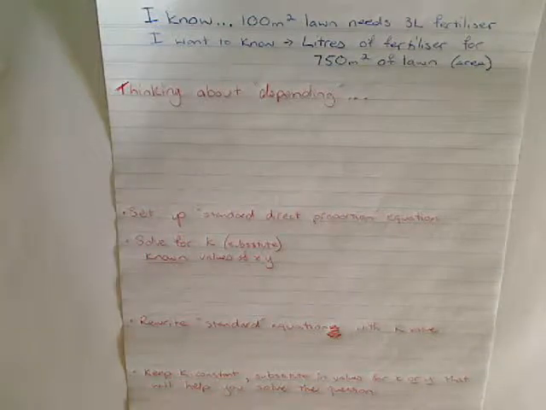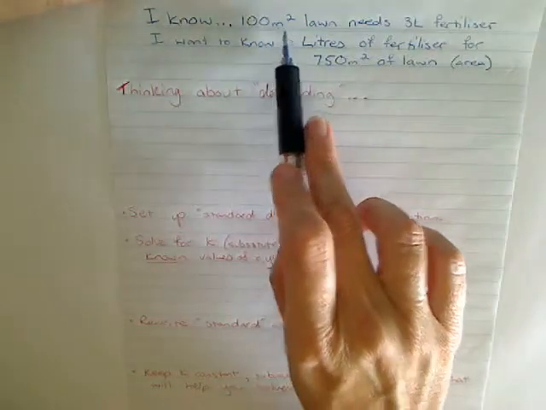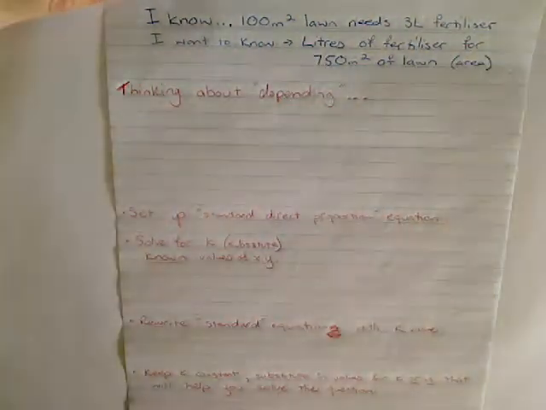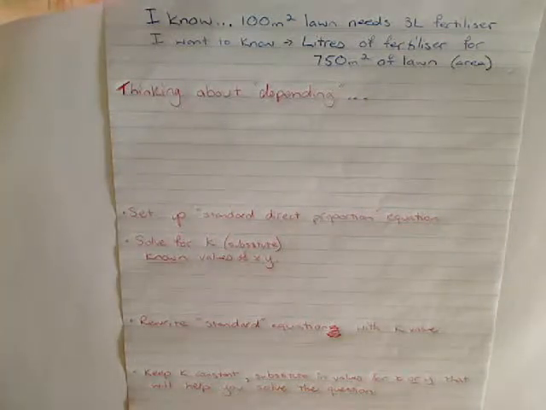We're having a look at our lawn and fertiliser question again. So we still know there's 100 metres squared of lawn, has 3 litres of fertiliser. How much for 750 square metres? Now we're looking at how do we approach this using algebra.